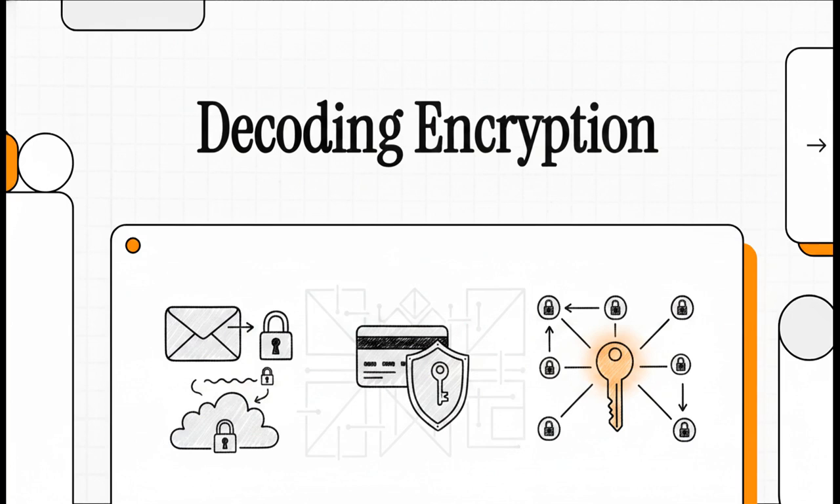Whether you're sending an email, logging into your bank, or honestly just browsing the web, cryptography is the invisible shield protecting your data. So we're going to break down how this works from the ground up. We'll compare different encryption methods, explore how keys actually travel across networks, and demystify the real math behind the secrets.